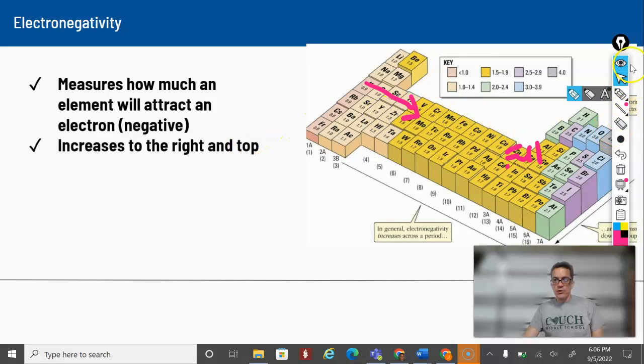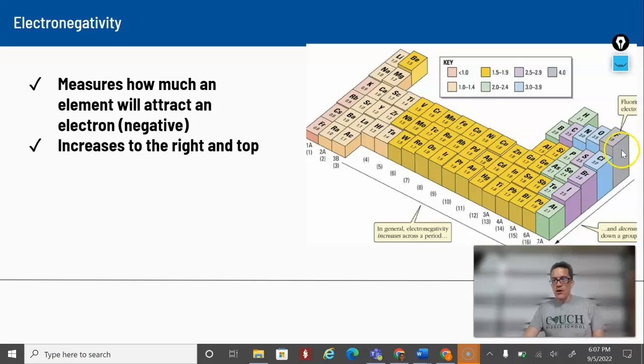So effectively, when you get over here to the top, fluorine's at the upper right-hand corner. It tends to be the most electronegative of all the elements that are there. And again, think about valence electrons. It's got 7 valence electrons. Everything in this last column has 7 valence electrons.